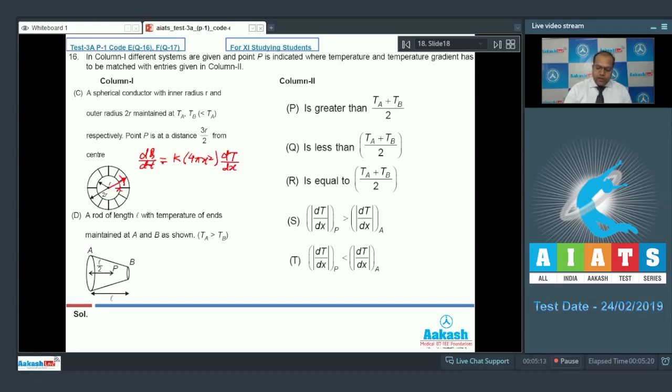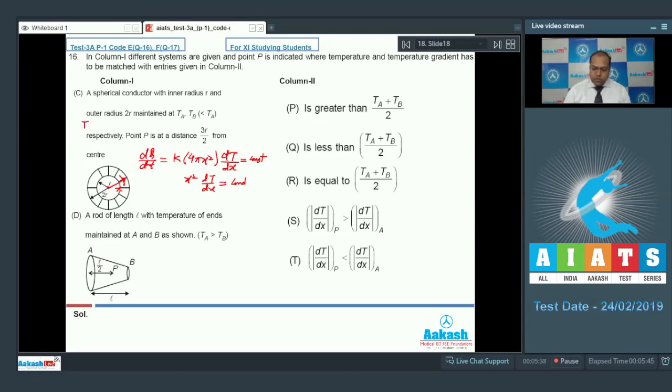Since the rate of heat flow through each spherical section is the same, this is equal to a constant. So we can say that x square into dT by dx is equal to constant. So as I move from R to 2R, as x increases, dT by dx decreases. So the correct matching will be T.